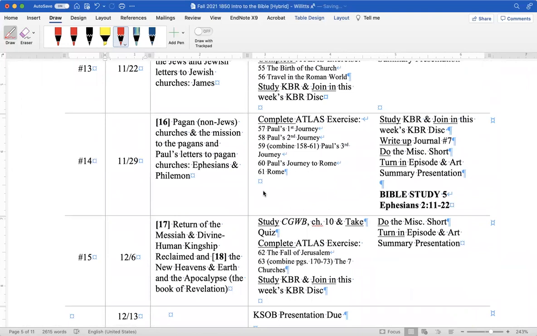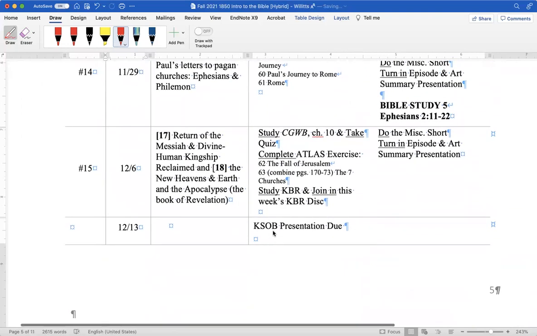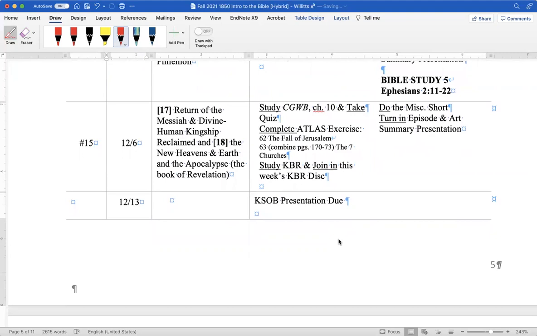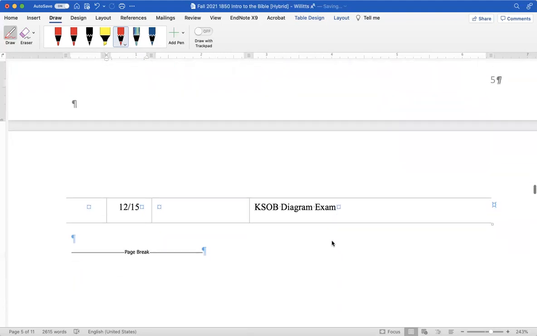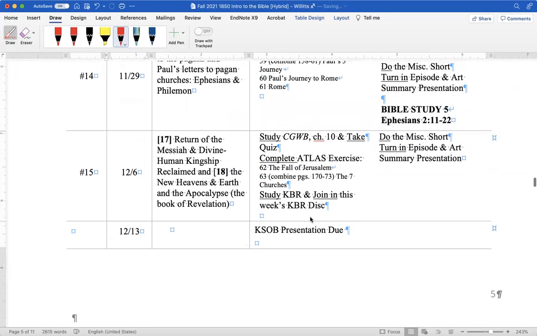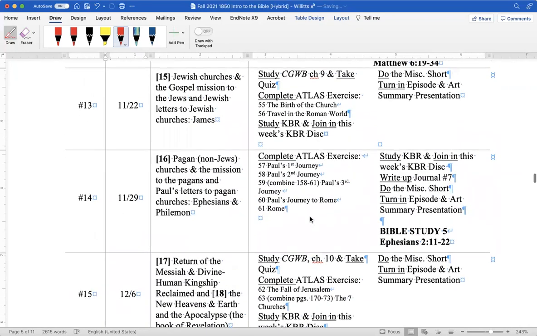At the end of the semester, the Kingdom Story of the Bible presentation, the cumulative one, both Old Testament story and New Testament story, is due on the 13th. And that's the day of the 13th, not the week of the 13th, but the day of the 13th. And your Kingdom Story of the Bible content diagram exam is due on the 15th. All of these are going to times.